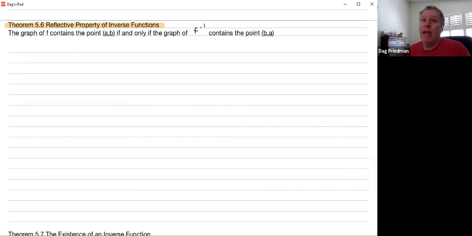Does anybody need any more time getting down theorem 5.6? Okay, and again, when you are finished, put your hands down, please.